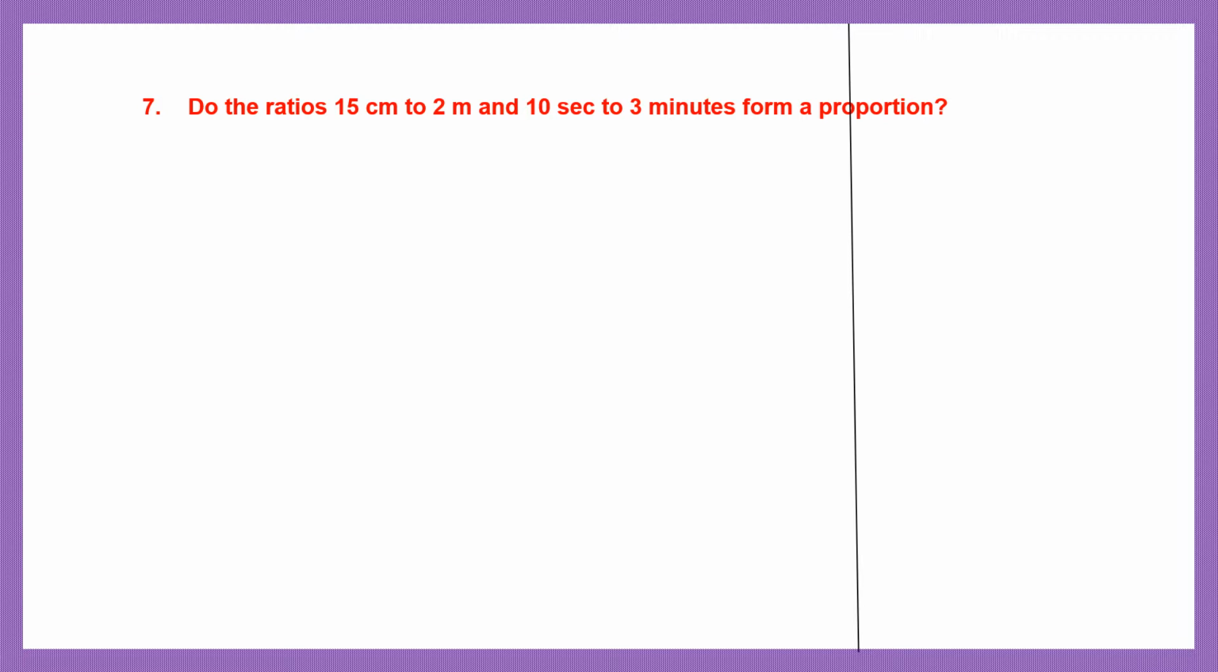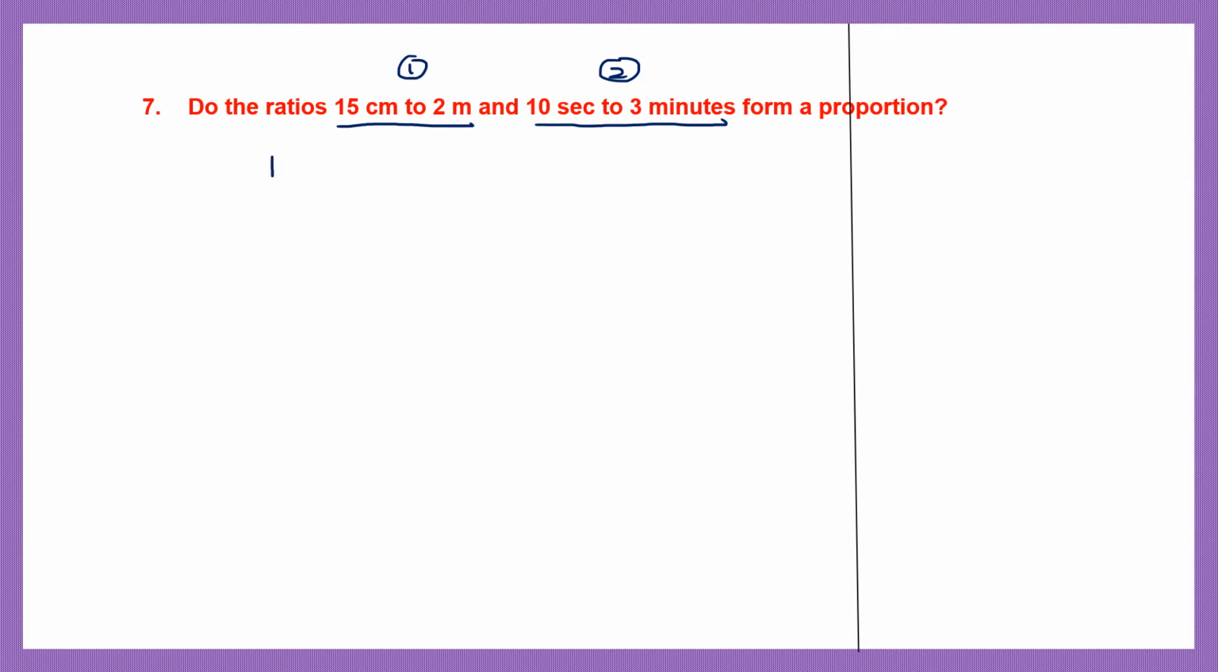Question 7. Do the ratios 15 centimeter to 2 meters, so this is the first ratio, and this ratio, form a proportion? So there are two. First we have to change the first one to a ratio and then the second one to a ratio. And if they are equal to each other, then we say that they form a proportion.